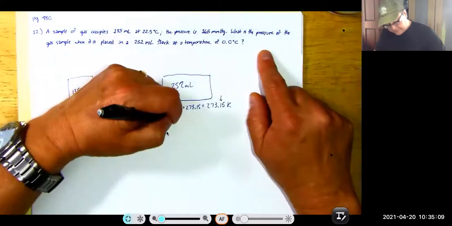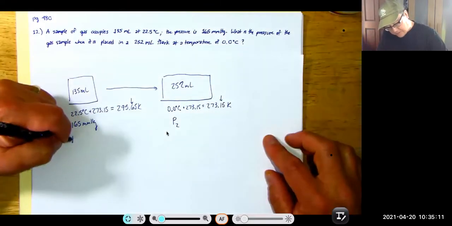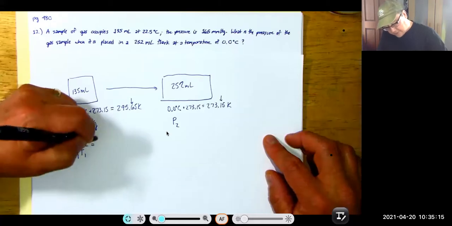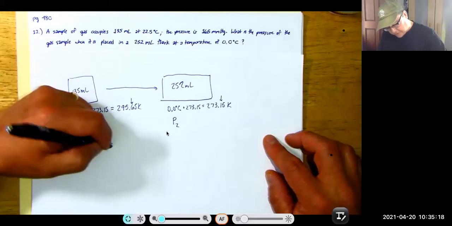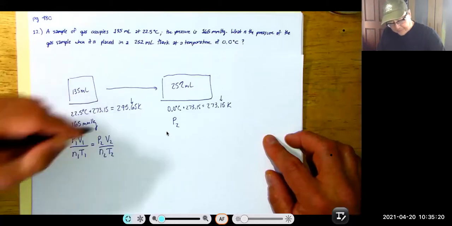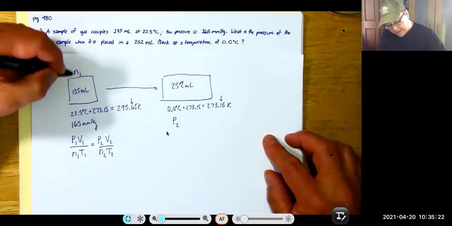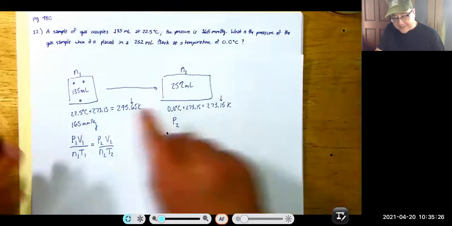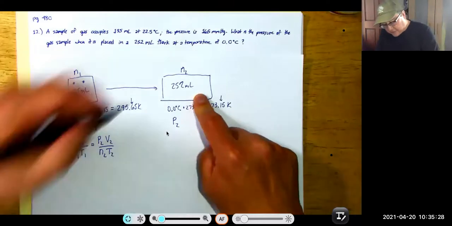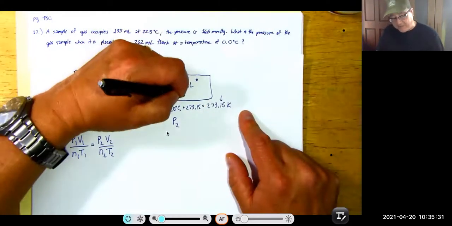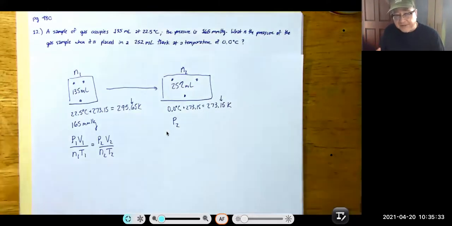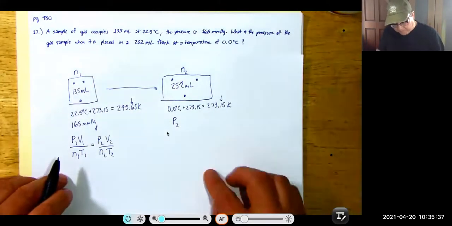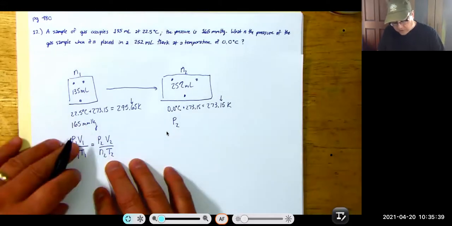So P2. Again, we have P1 V1 over N1 T1 is equal to P2 V2 over N2 T2. Here we have N1, and I'm going to say we have 3 dots. Here we have N2, and when we transfer this gas into here, the presumption is we transfer all of it and nothing else, just the gas. So 3 dots, 3 dots. N1 equals N2.